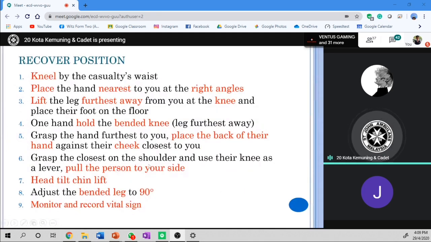Place the hand behind their cheek, pull the person, and then you must do a head tilt and chin lift. This is to make sure that the airway is straight, and it's easier for the patient to get oxygen in. Then the bent leg you make to 90 degrees. This is to support the casualty. And in the meanwhile, you should also monitor and record vital signs.